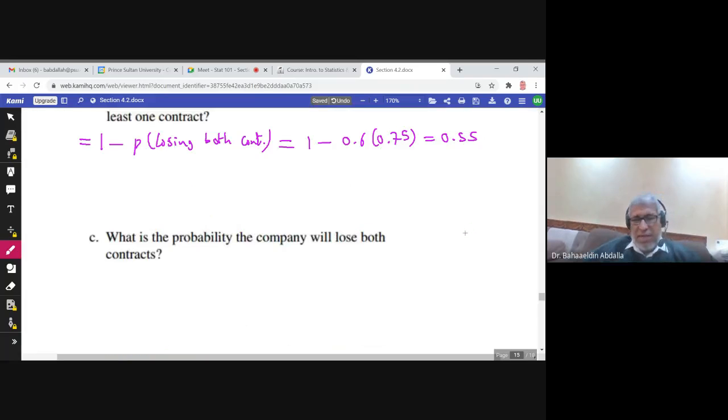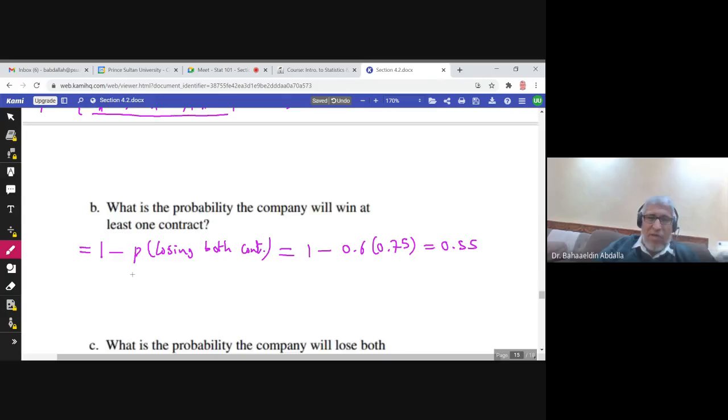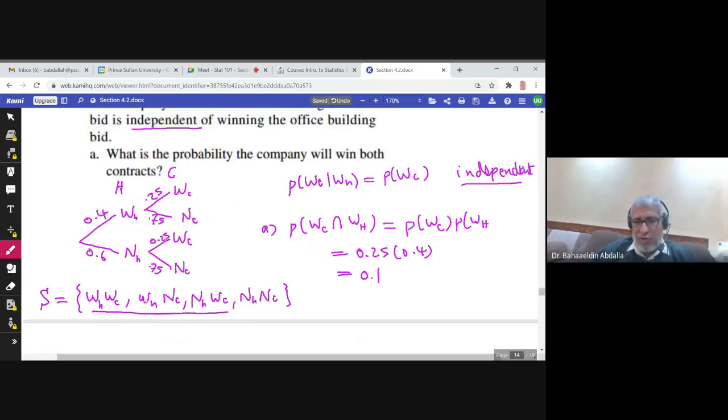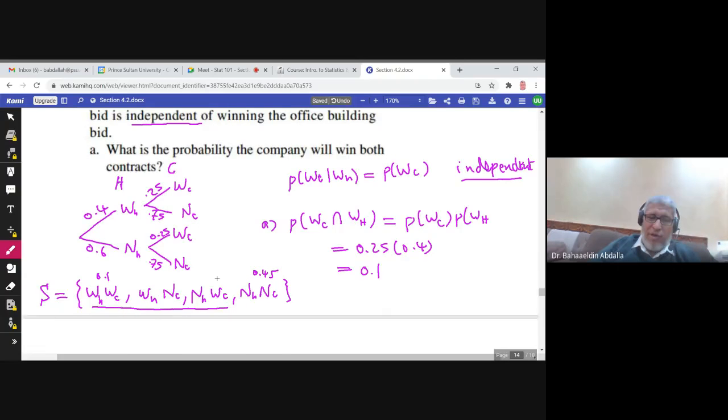What is the probability that the company will lose both contracts? Actually, this is the probability we found in part B. So this is the answer. This is the probability that the company will lose both contracts. So you can find the probability of each one of these. For example, this is 0.45, and this is 0.1. And you can find this one and this one by multiplying 0.4 times 0.75, and 0.4 times 0.25. And the sum of the four probabilities would be 1.